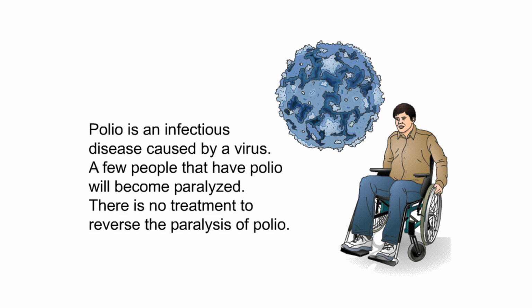Summary. Polio is an infectious disease caused by a virus. A few people that have polio will become paralyzed. There is no treatment to reverse the paralysis of polio.